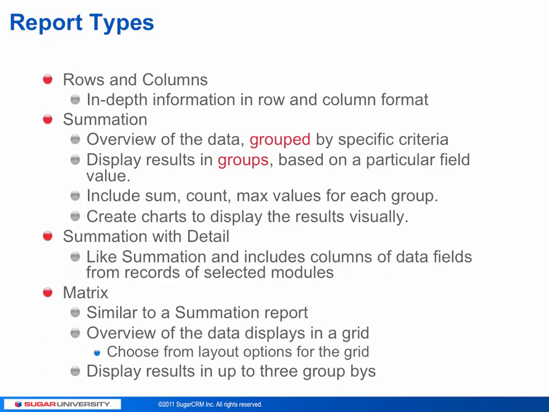The Summation with Details report also provides an overview of the data, but also includes detailed information about records like the rows and columns report. The Matrix report is similar to the Summation report as it provides an overview of the data, includes the ability to create a chart, but also allows you to display up to 3 groups of data which display in a grid.